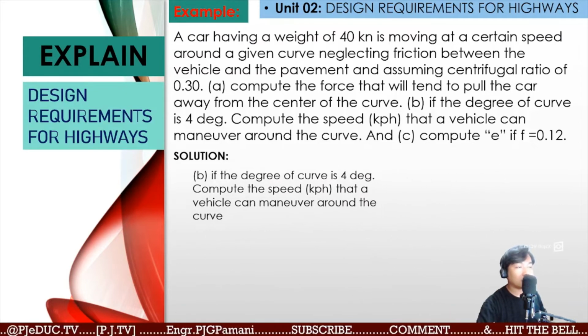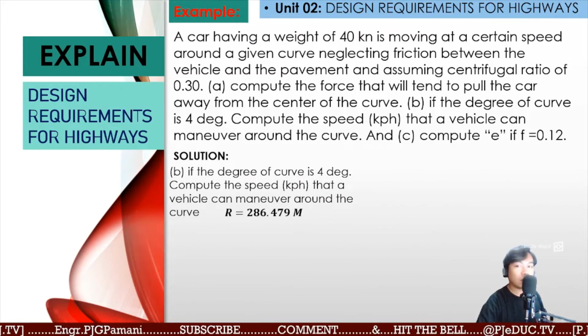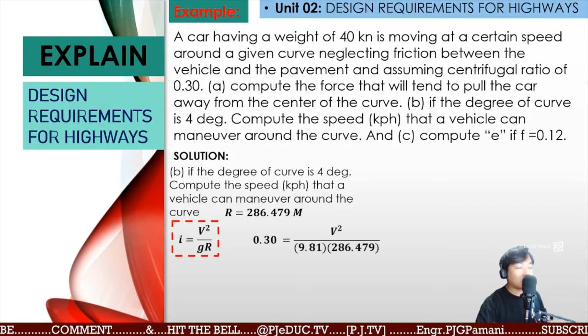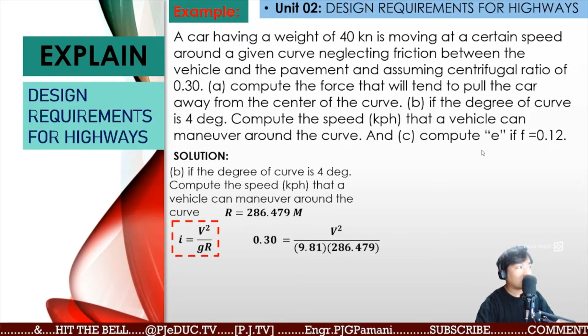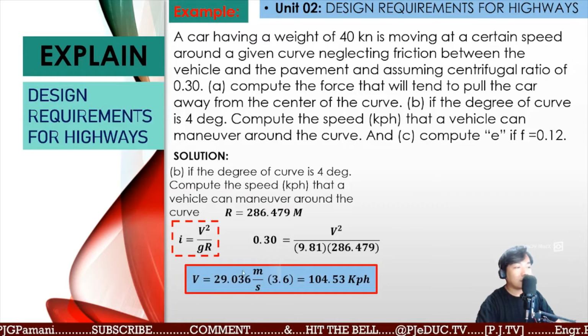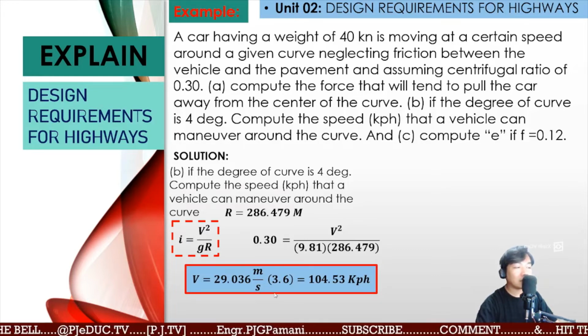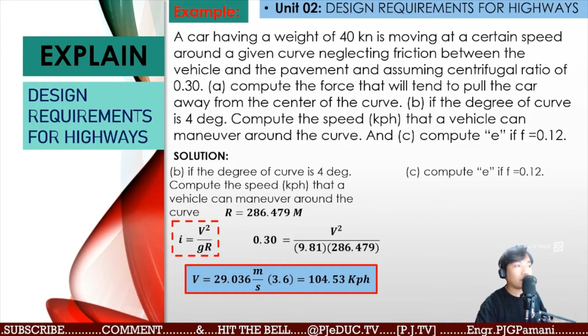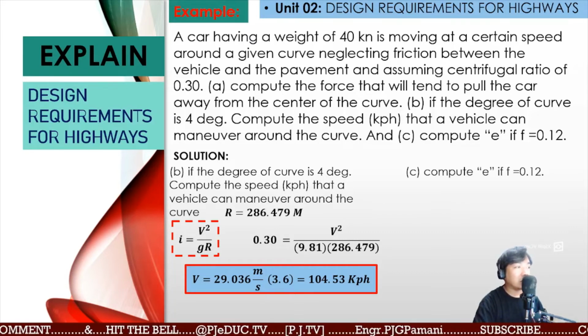So for us to compute the impact factor, that is the velocity of the vehicle squared over g times the computed radius. So meron na tayong radius na 286.479 meters. Computing for the impact factor, that is 0.30, parehas the centrifugal ratio, equal to V squared over G times R, 9.81 times 286.479. Gives us a speed of 29.036 meters per second. Convert natin yan sa kph, that is 104.53 kilometers per hour. Ito na ngayon yung ating velocity or the computed speed.